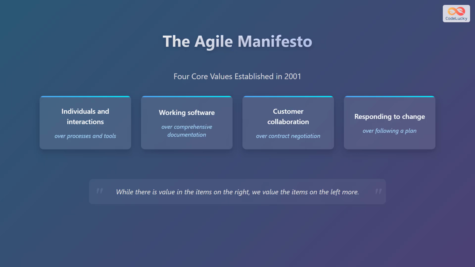The Agile Manifesto consists of 4 core values that were established in 2001. The first value is individuals and interactions over processes and tools. The second value is working software over comprehensive documentation. The third value is customer collaboration over contract negotiation. And the fourth value is responding to change over following a plan. While there is value in the items on the right, we value the items on the left more.